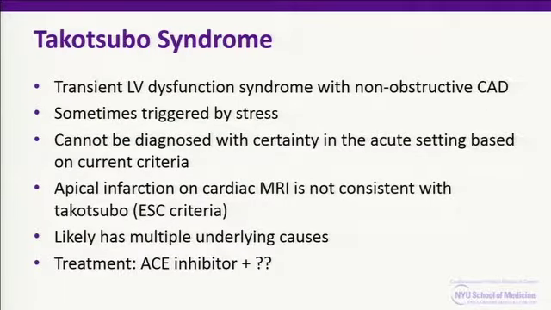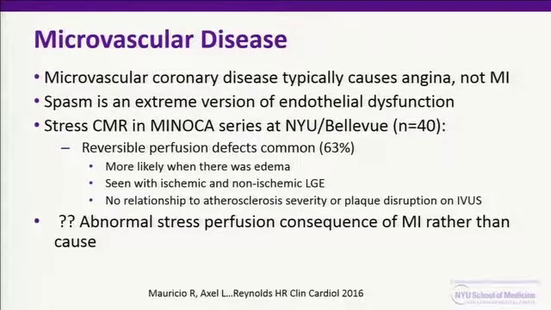Then there's Takotsubo syndrome, still some debate about what is causing this, but it is a transient left ventricular dysfunction syndrome with non-obstructive coronary disease. It's sometimes, but not always, triggered by stress, and it can't be diagnosed with certainty in the acute setting based on our current criteria. You really need to document recovery. It's important to realize that apical infarction on a cardiac MR can occur in people who have a Takotsubo wall motion type pattern, and we're showing a poster on this tomorrow. But if there's an apical infarction, we don't call it Takotsubo. The treatment of this is probably an ACE inhibitor, and beyond that, we're not sure.